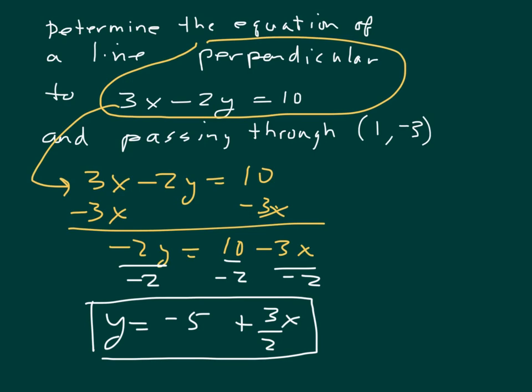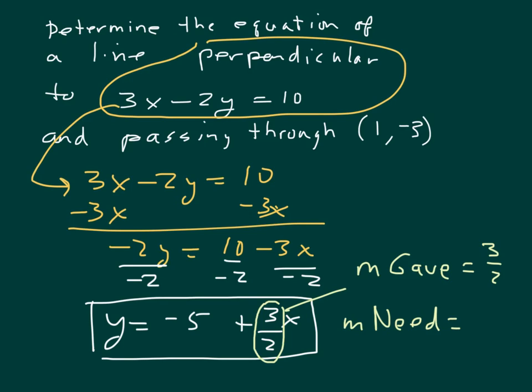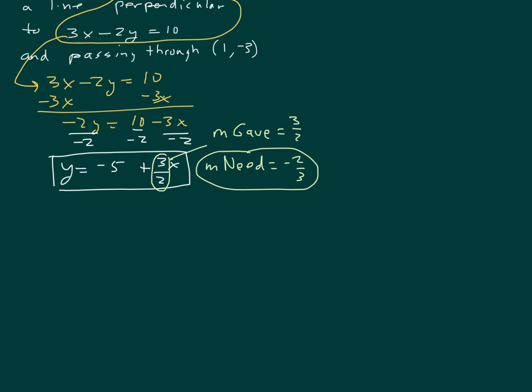Once I've done that, now I know the slope of the given equation. The slope that they gave me is equal to 3/2. Now how about the slope that I need? If I need perpendicular, I don't need 3/2. I need negative 2/3. So that's the first step in solving this problem, is to figure out what slope you need. So far I know it's y equals negative 2/3 x, but I don't know what the y-intercept is.